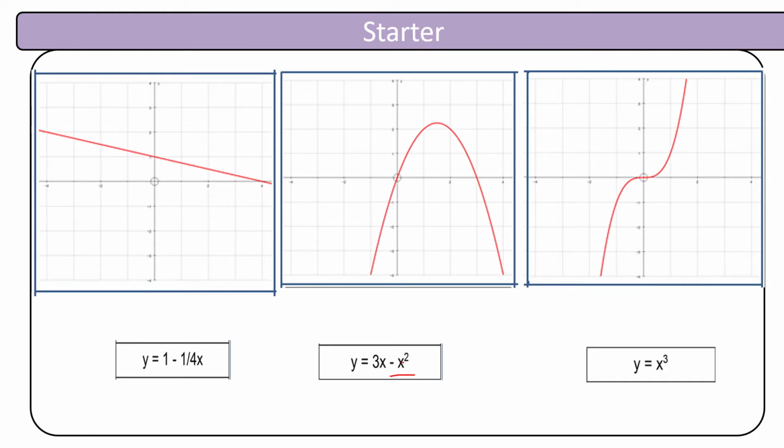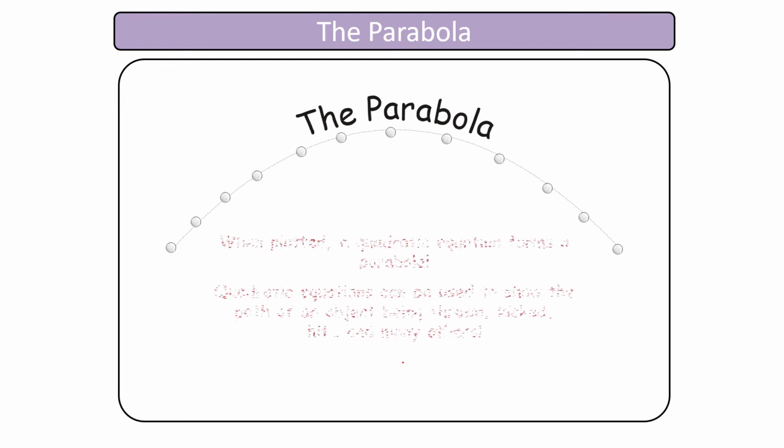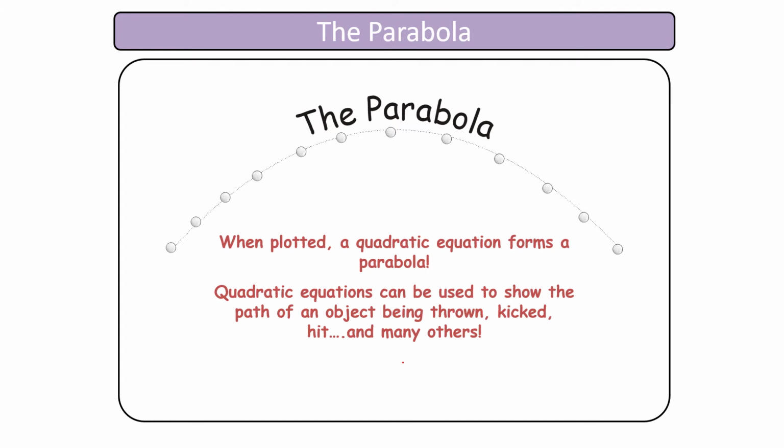And later, after we master quadratics, we're going to learn how to draw cubic graphs where the highest power is the power of 3, which makes it cubed. Right, a parabola is this shape here. And I'll let you read that. So quadratic equations can be used to show the path of an object being thrown, kicked, hit, and many others. Think about a golf ball swing, a ball being kicked into the air, all things like that.